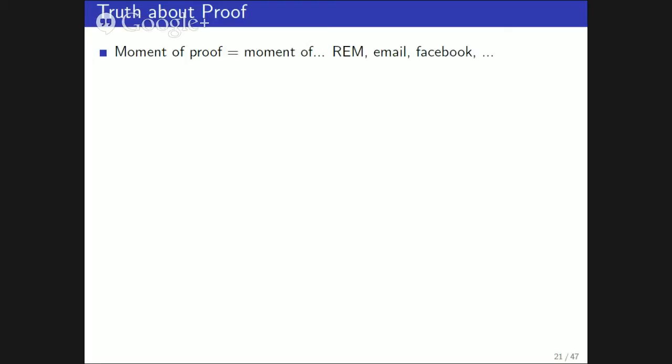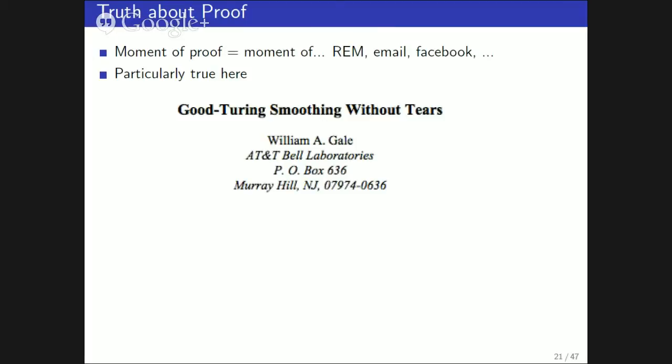Okay. So this is particularly true here because Good-Turing can get a little complicated. Here is an example of a title of a paper that later became a monograph about Good-Turing. Is Gary Shapley there? Yeah, it's from Bell Labs, I think so. So the proofs are complicated.